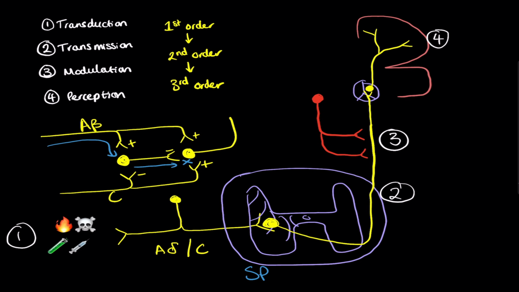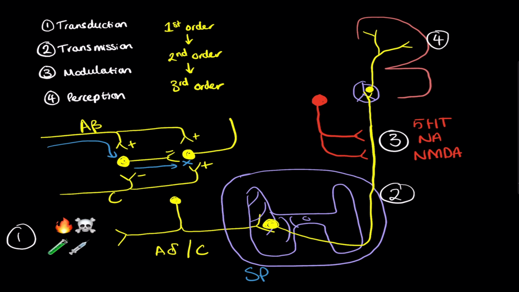Next, we have descending modulation in the spinal cord at the level of the second order neuron. Here, signals sent from higher centres, such as the periaqueductal grey area or the nucleus raphe magnus, travel down the spinal cord and alter the signal. The important point here is that NMDA receptors are involved, and neurotransmitters such as serotonin and noradrenaline play a major role. This explains why magnesium and ketamine are used as analgesic agents, as they both act on NMDA receptors. It's also why serotonin noradrenaline reuptake inhibitors such as duloxetine are used in the management of chronic pain.